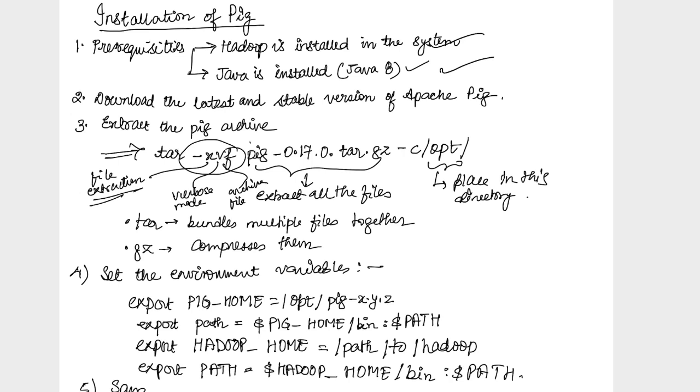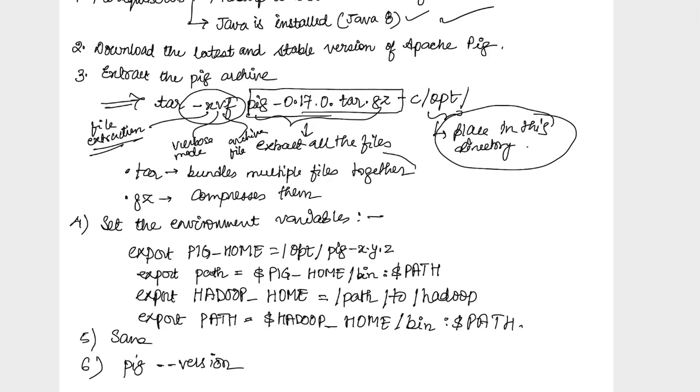Now this particular command, pig-0.7.0.tar.gz, is the archive for extracting all the files, and -C /opt is where you place it, in the current directory. The .tar is nothing but a file that bundles multiple files together.